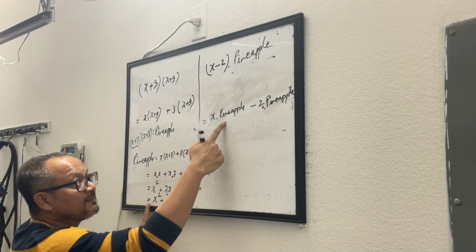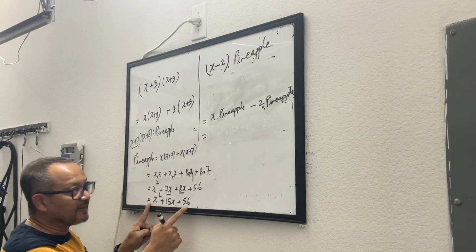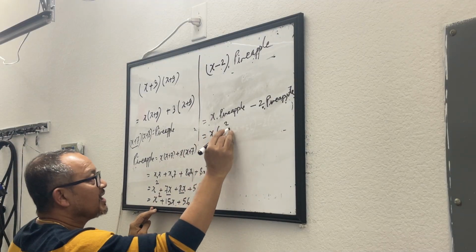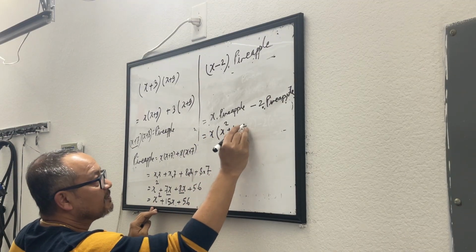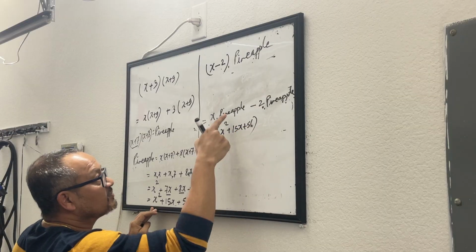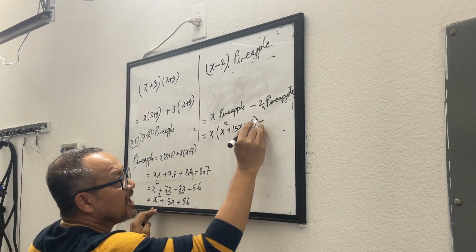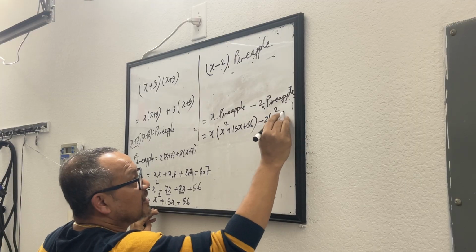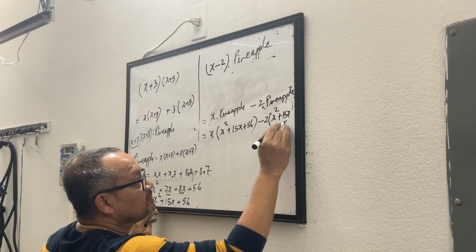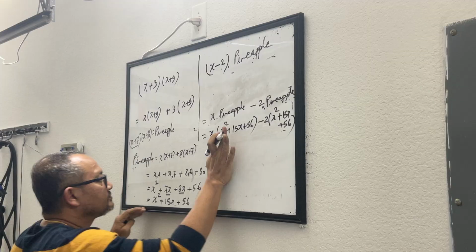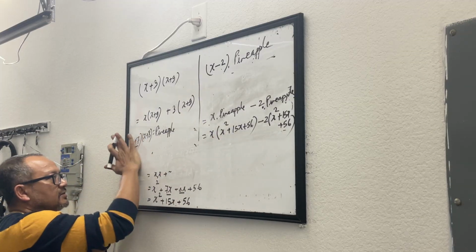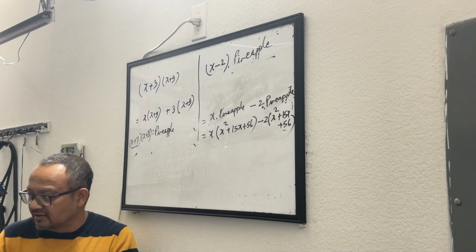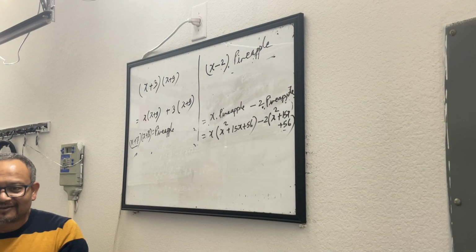I can replace this pineapple with the value that we got. So x times x squared plus 15x plus 56. This is one pineapple here. And then I have minus 2 times the pineapple again, which is x squared plus 15x plus 56. So pineapple is decoded now. The mystery of pineapple is solved.